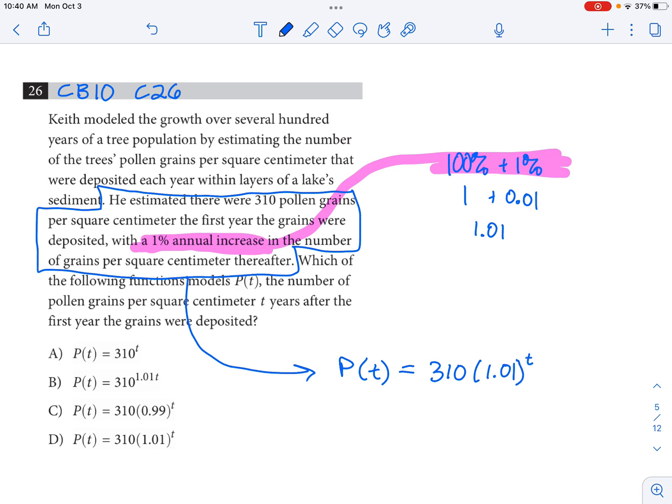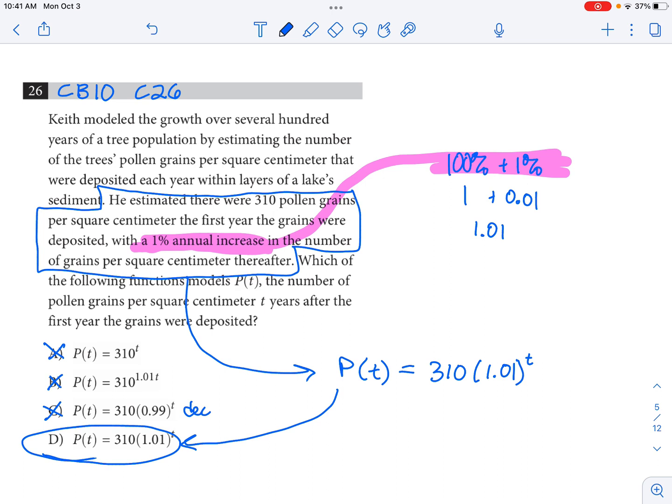And so if we want to figure out which answer choice that matches up with, it goes with D, and that's our answer. You don't want to pick something like C. That would be a percent decrease problem. 99% would be 100% minus 1%. So that's if the pollen was going down each year. And then A and B just aren't proper descriptions of how an exponential model works.